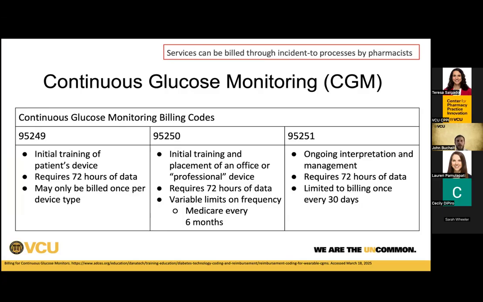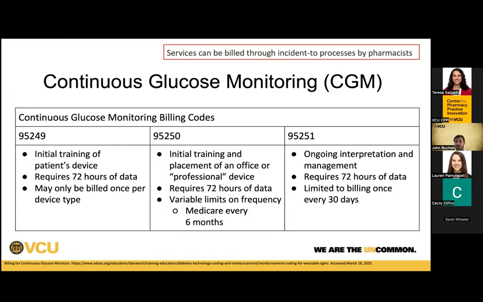We also bill at Crossover for continuous glucose monitoring. Continuous glucose monitoring is for patients with diabetes. They have these devices that you can put on your arm that last 10 to 14 to 15 days, and they measure glucose 24 hours a day. And you get a nice ambulatory glucose profile report.